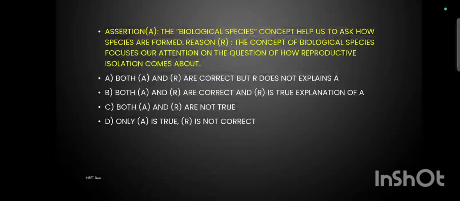Next question has assertion and reasoning. Assertion is, the biological species concept helps us to ask how species are formed. Reason is, the concept of biological species focuses our attention on the question of how reproductive isolation comes about. The options are A. Both assertion and reason are correct, but R is not correct explanation of A. Option B, both assertion and reason are correct, and reason is the true explanation of assertion. Option C, both assertion and reason are not true. And option D, only assertion is true and reason is not correct. So the correct answer is D, only assertion is true, but the reason is not correct.